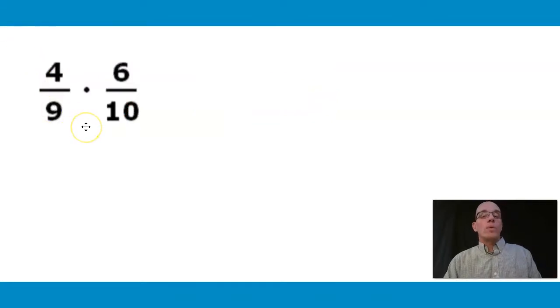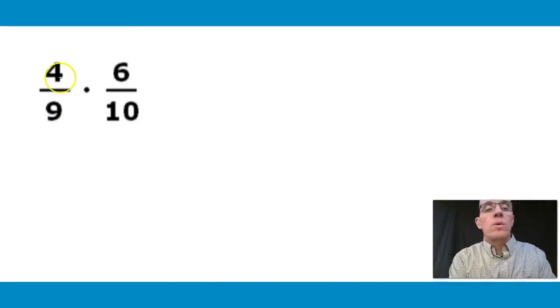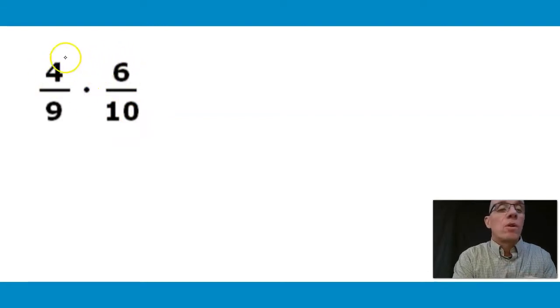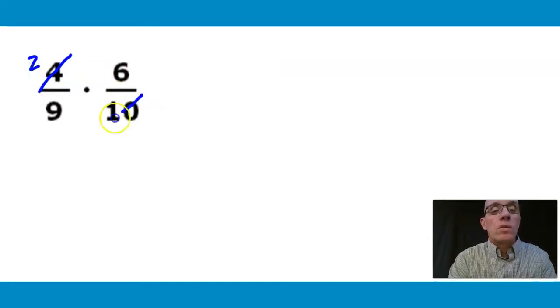So here's another one where we can do a lot of simplifying before multiplying. Of course, we can multiply 4 times 6 and get 24, and 9 times 10 and get 90, and then simplify from there, and that's absolutely fine. But you'll find with some practice here, this is going to be a lot easier. So I see a 4 on top, which is an even number, and I see an even number on bottom. Remember, the numbers have to be on top and bottom. I can't simplify the 4 and 6 together. So 4 is divisible by 2, so 4 divided by 2 is 2. And I'm also going to divide 10 by 2, and that's 5.